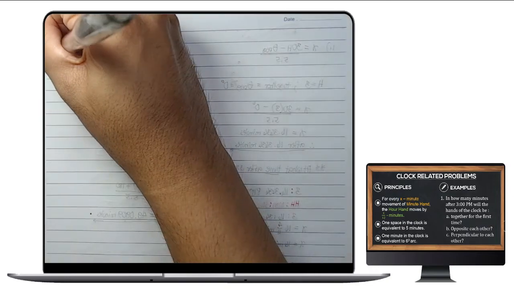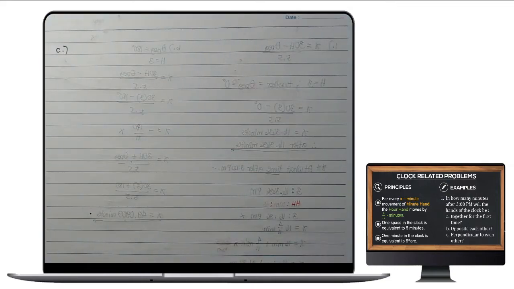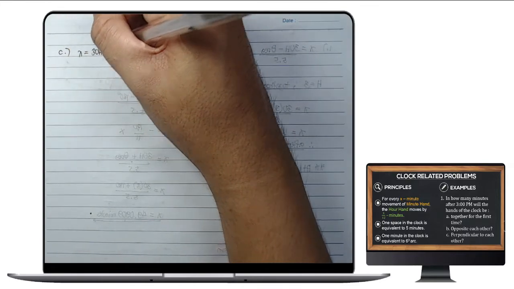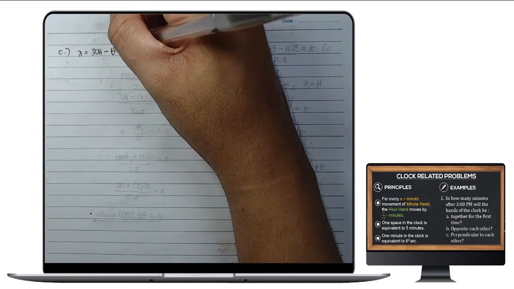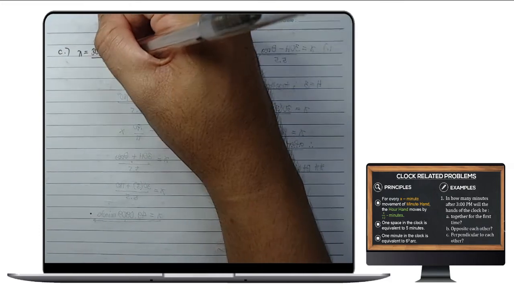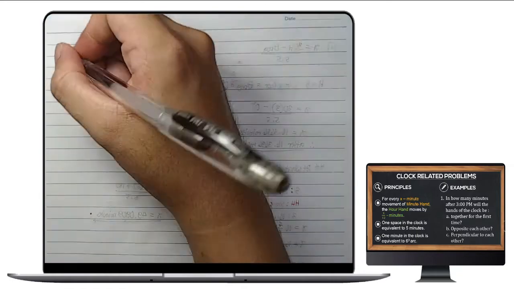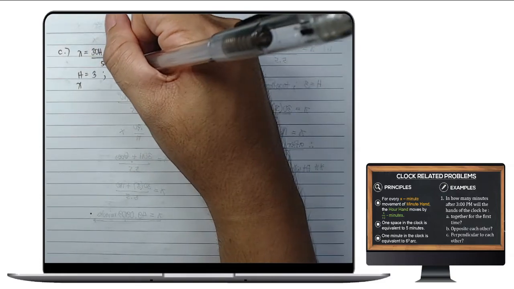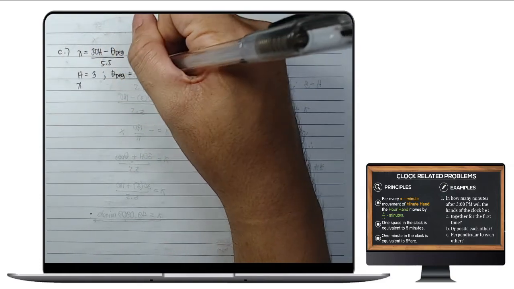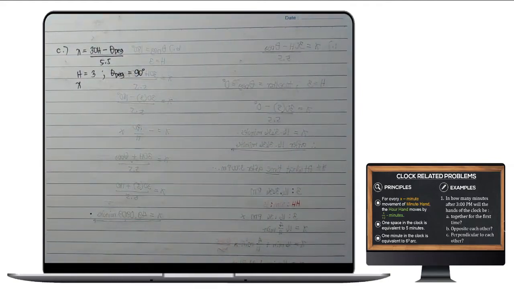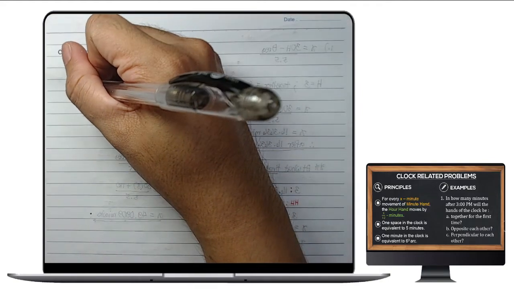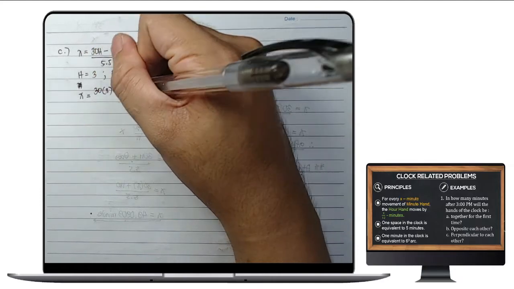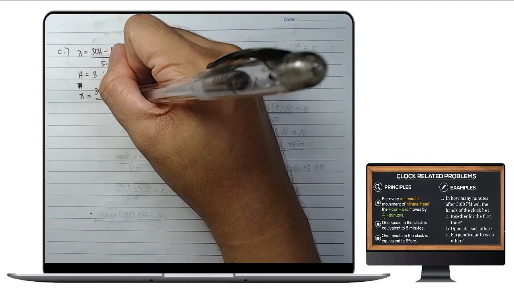So, for letter C, okay? So, perpendicular to each other. So, again, let's start with x equals 30h minus theta in degrees divided by 5.5. Okay? So, h natin dito is equal to 3 o'clock. So, 3. Then, theta natin in degrees, since siya ay perpendicular, will be using 90 degrees. So, with that, substitute lang natin. So, x is equal to 30 times 3 minus 90 degrees all over 5.5.